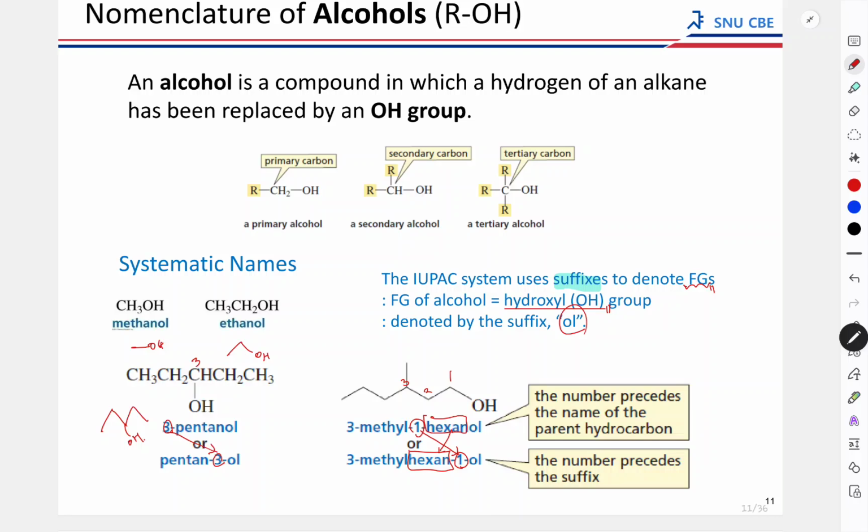But you can sometimes write it in this way too. In between the N and the OL, you can specify the location of the hydroxyl group, with a hyphen in between.